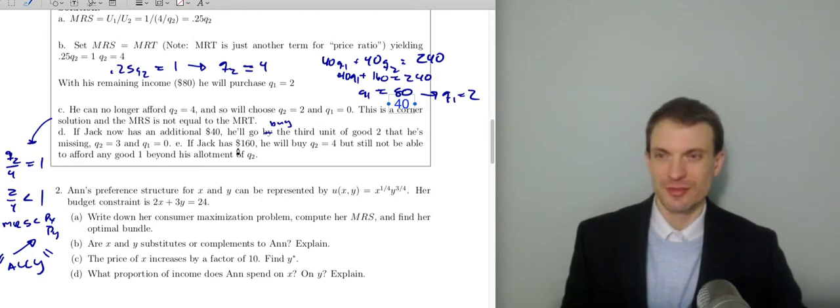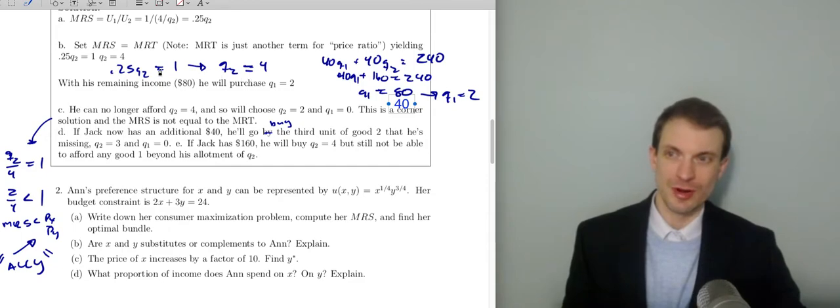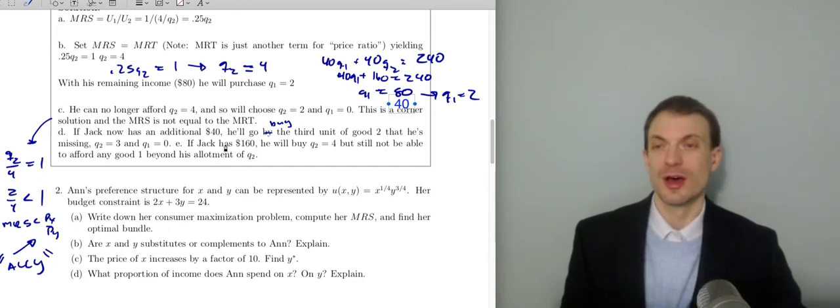All right, lastly, if Jack has $160, right? Somebody doubled, matched how much he had. Now Jack can afford this original bundle, and that's exactly what he's going to do. Jack's going to buy 4 units of good 2, still not able to afford any good 1 beyond his allotment of good 2. What happens if we give Jack another $40? Jack will keep buying 4 units here, and he'll go and buy 1 unit of good 1. After Jack's gotten 4 units of good 2, Jack will start buying good 1.